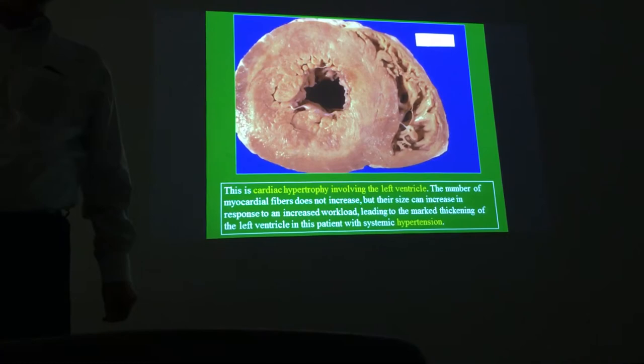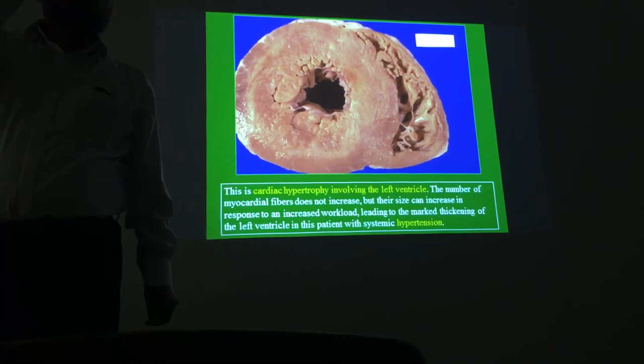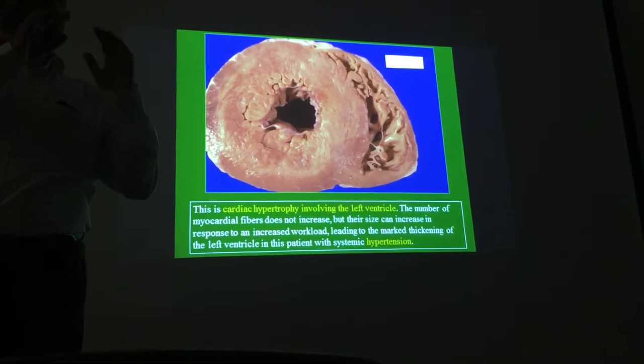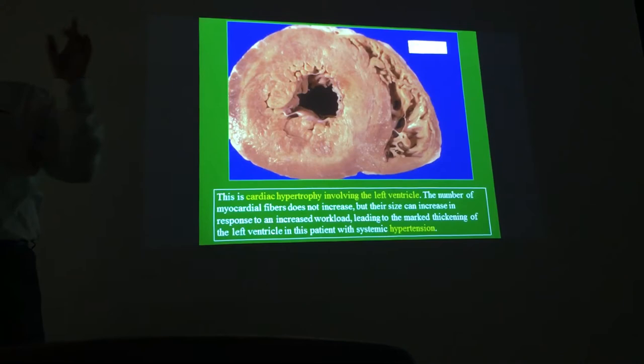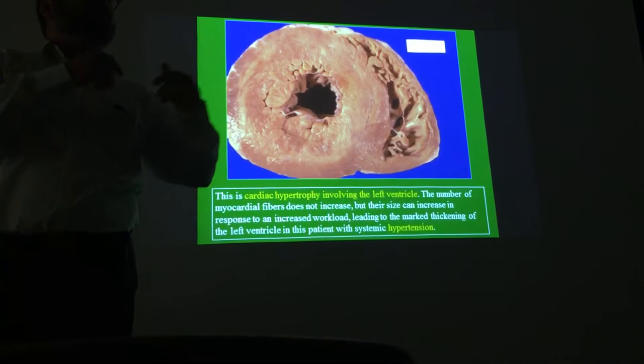Hyperplasia. Hypertrophy. What is the difference between the two? Hypertrophy is increased size of cells, and hyperplasia is increased number of cells. Can cardiac muscle multiply? No. They are permanent cells, which means there cannot be an increase in number. So there cannot be hyperplasia. There can be only hypertrophy.